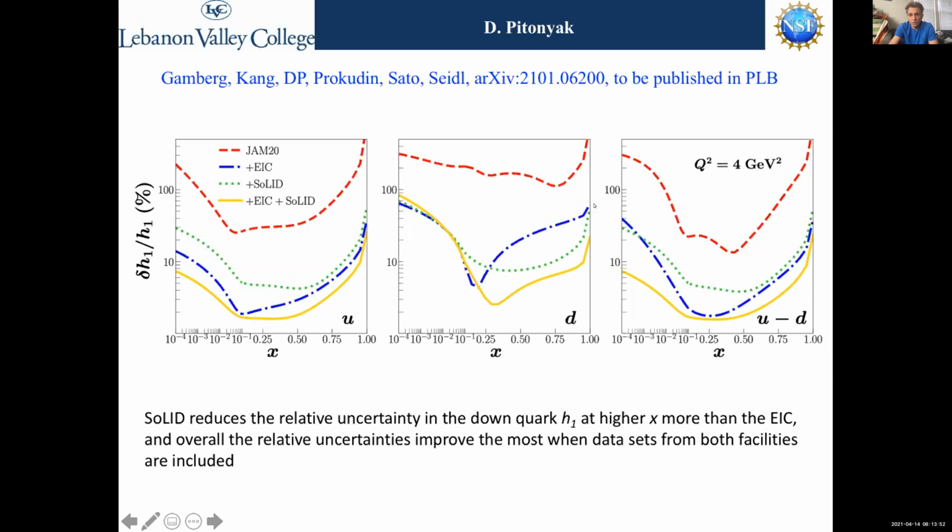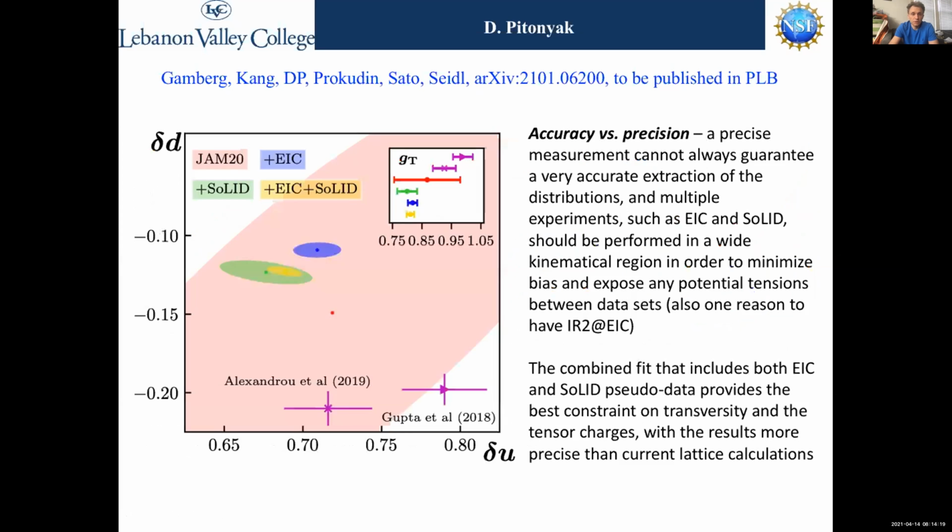The precision of extraction becomes better for the D quark than for that of the electron-ion collider, and together they give the best constraint for the D quark. And SoLID also gives some additional precision in the U minus D extraction. So we show the complementarity of electron-ion collider and SoLID results.